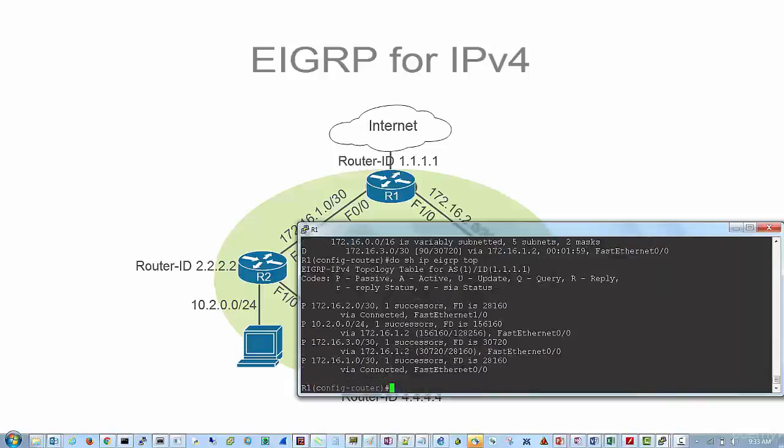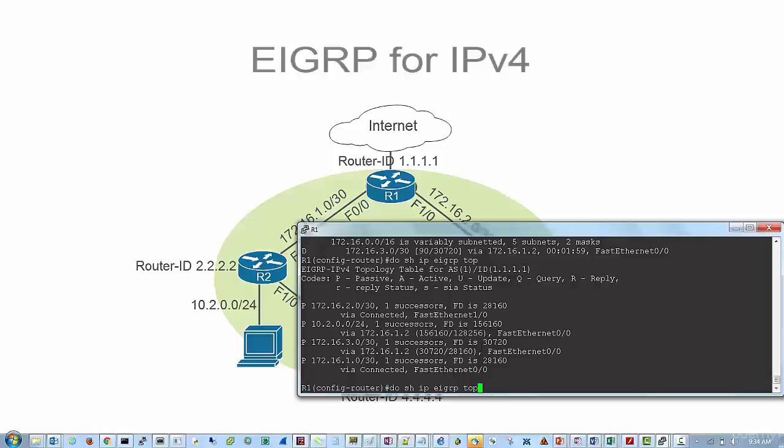Look at the topology table. So let's see, if we look at this 10.2 network, we see that it has one successor with a feasible distance or routing metric of 156,160, and it learned it via R2, and R2's reported distance for that route is 128,256.